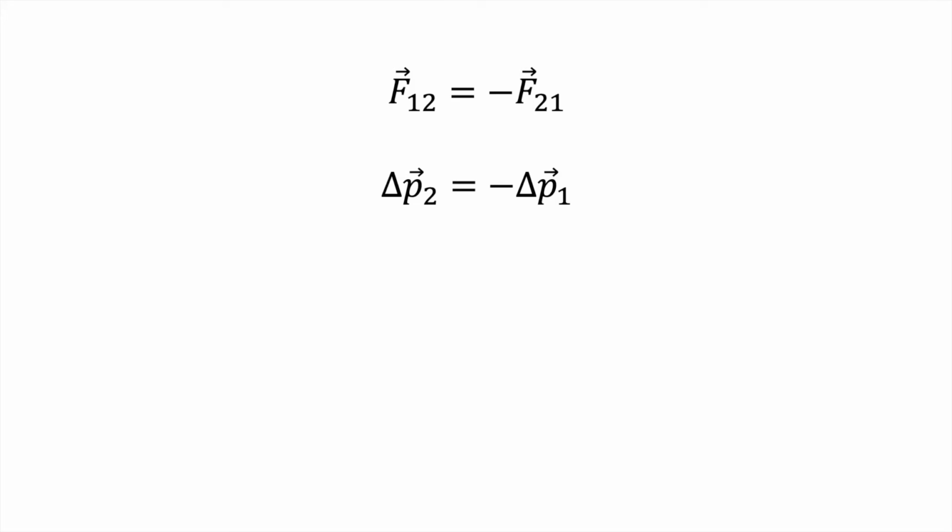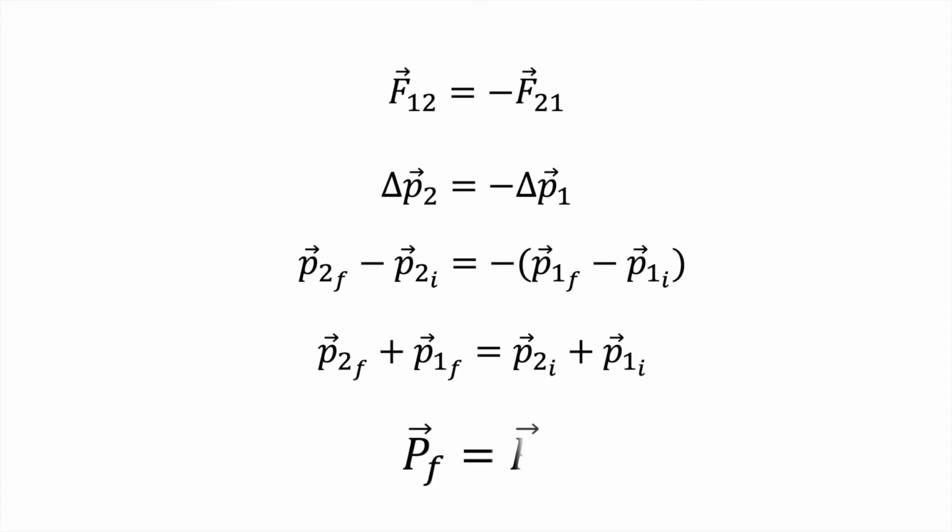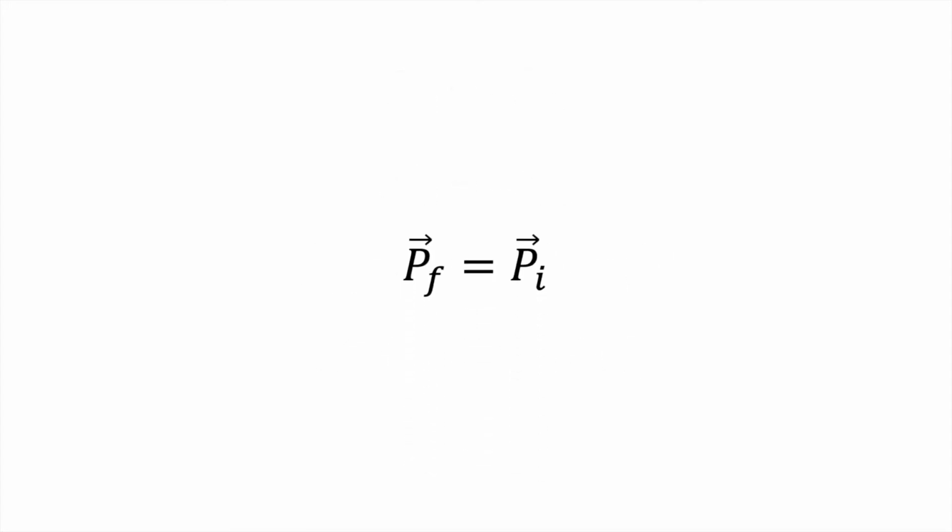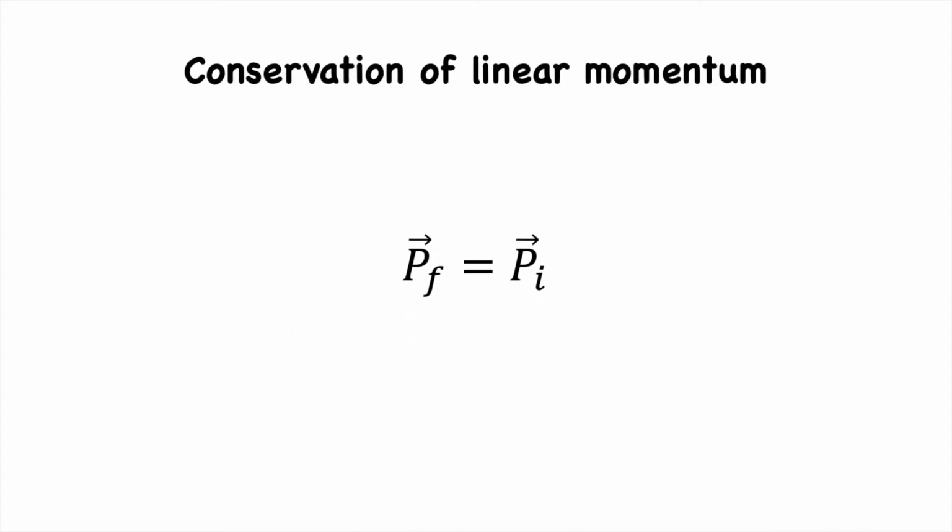That is, the difference between the initial and final momentum of one car is the same, in magnitude, to that of the other car, and opposite in sign. Rearranging this expression, we conclude that the total initial momentum of the system is equal to the total final momentum. In other words, the total momentum of the system is conserved.